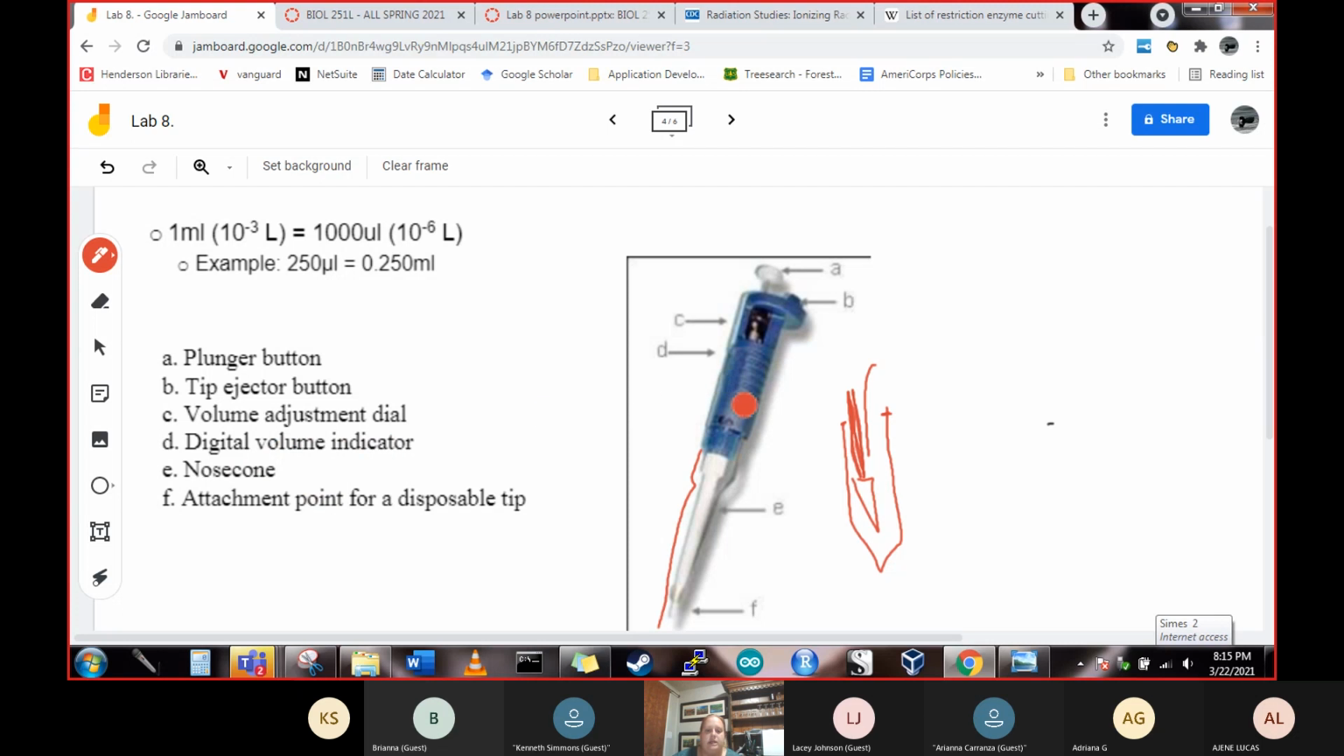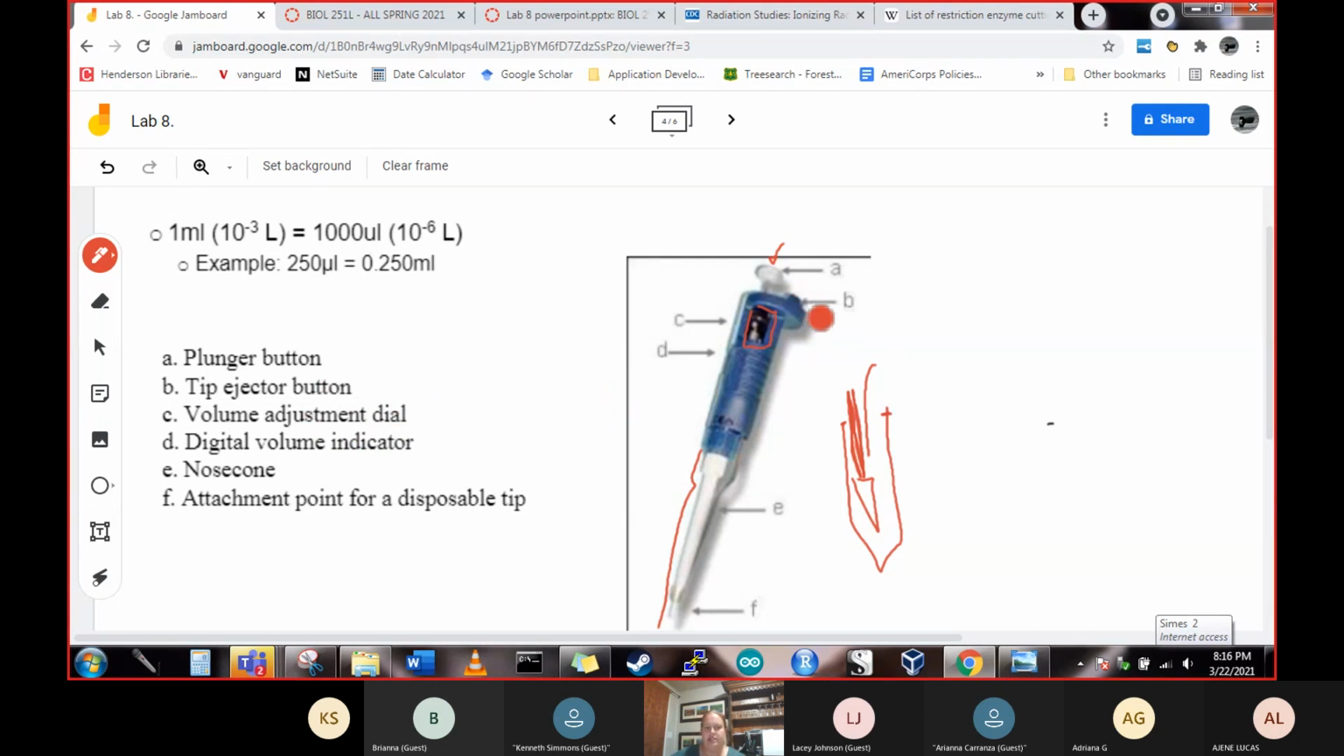D is your digital volume indicator, and we're going to talk about that a little bit here. They go into it quite a bit in the PowerPoint, so make sure you read through that. C is your volume adjustment dial. You can't see it very well in this picture, but there's always a way to adjust the volume on pipetters. It's usually a dial in this area, or you can turn the actual plunger button itself to adjust the volume. So C could be in various different places depending upon the pipetter you're using.